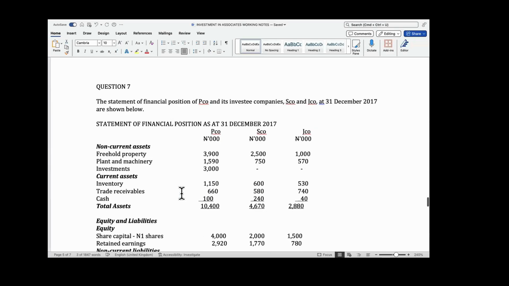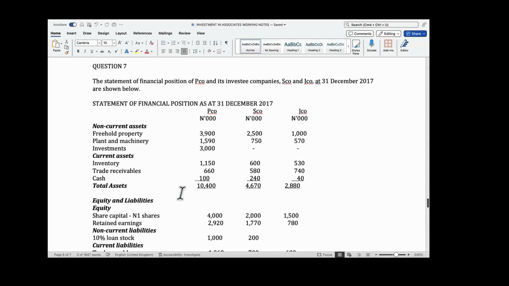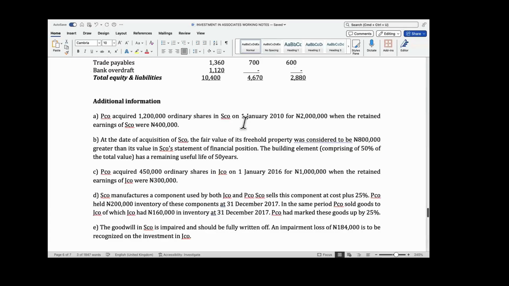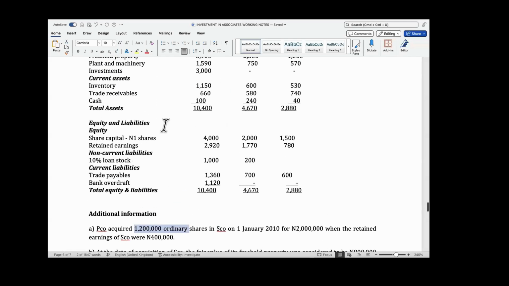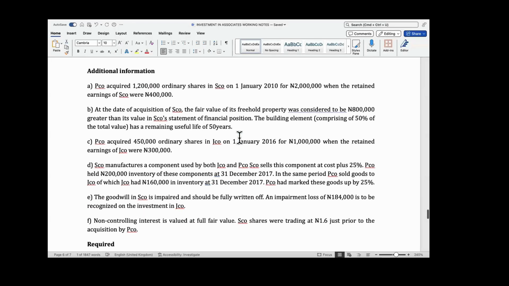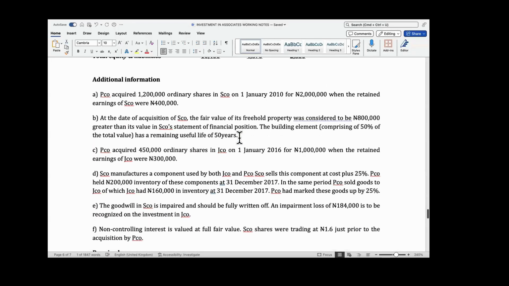You're welcome. Okay, so back to this. We have three entities, Pico, Esco, Jeco. Let's see who they are. Pico acquired 1.2 million shares in Esco on 4th January 2010 for 2 million, when the retained earnings of Esco was 400. I can see that this one is probably a subsidiary, because the nominal value of the shares is 1 euro, so it's 2 million shares, and 1.2 over 2 should get me to almost 60%. We check.